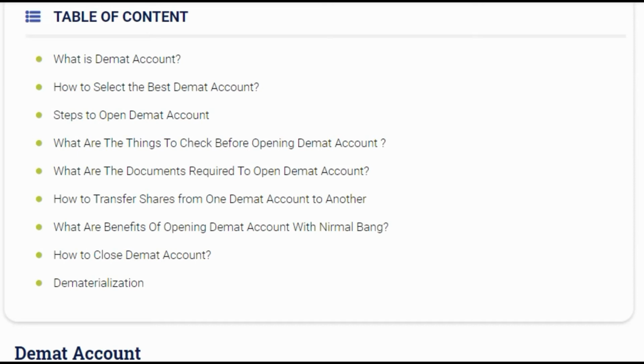Now, what is a Demat account? In this video, we are going to learn about Demat account, how to select the best Demat account, steps to open Demat account, what are the things to check before opening a Demat account, what are the documents required to open a Demat account, and how to transfer shares from one Demat account to another. What are the benefits of opening Demat account and how to close a Demat account?